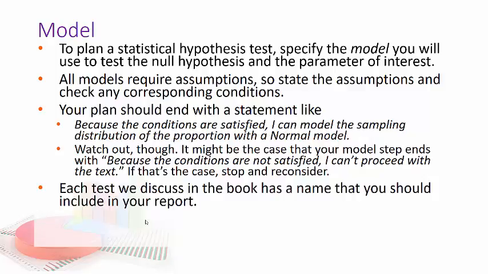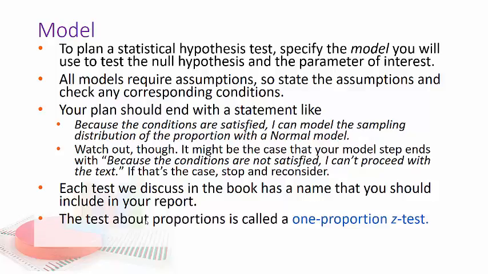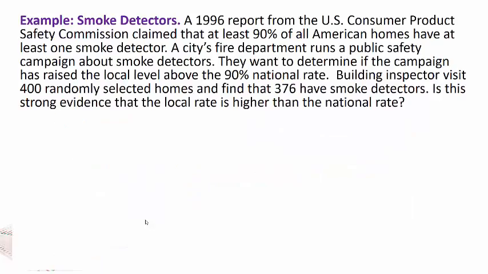Each test case we discuss in the book has a name that you should include in the report. Right now we are just using tests about proportions, which is called the one proportion z-test. So let's go ahead and develop a model for 3 different examples, the same 3 we started with before where we had the hypotheses. So the smoke detector case.